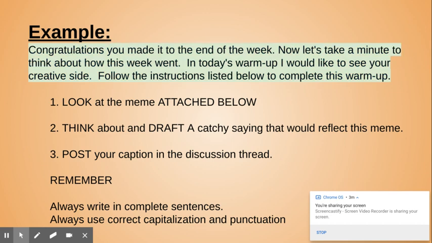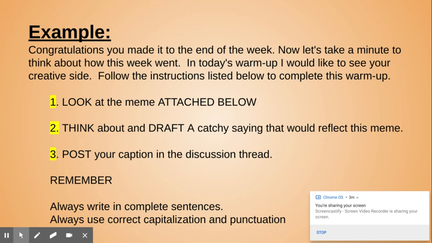So the first thing we're going to focus on is this first paragraph that is highlighted. Usually with instructions, not all the time, but sometimes there's a little paragraph that explains a little bit of what the goal is. So here it says, congratulations, you made it to the end of the week. Now let's take a minute to think about how this week went. It's asking you to think about these things so you can get started on your task. Then it lets you know, in today's warm-up, I would like to see your creative side, and then it tells you to follow the instructions.